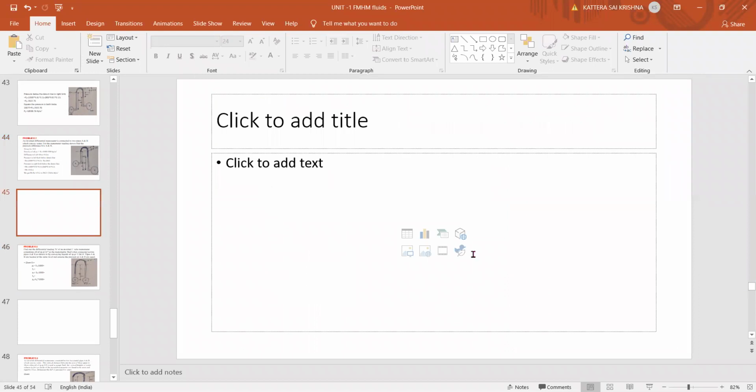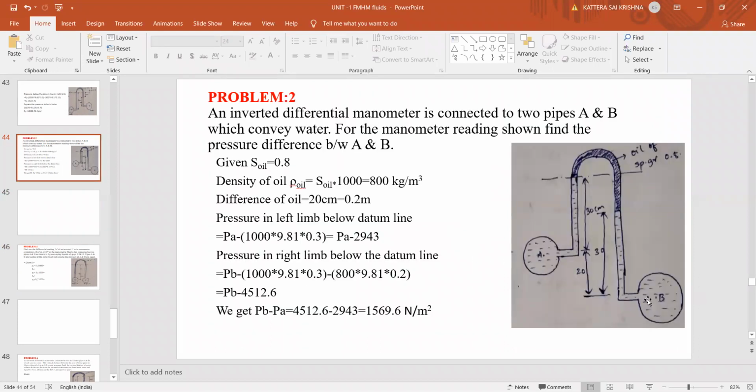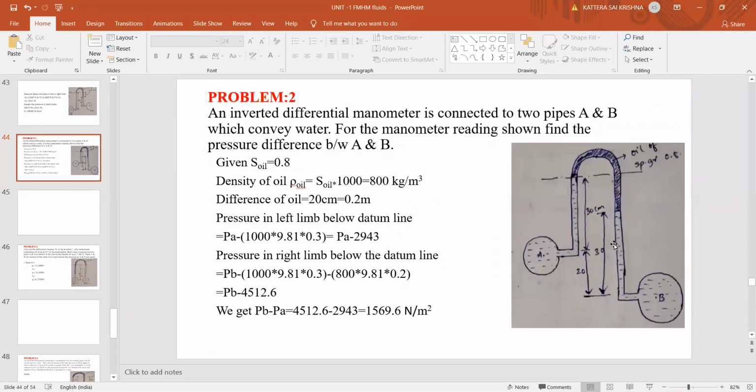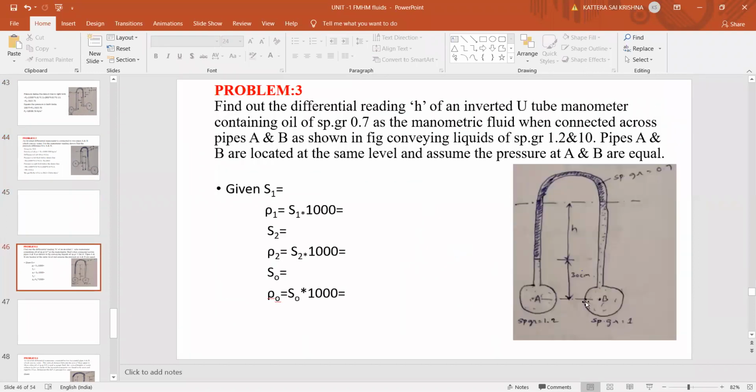In the last two problems, if you have seen, both the pipes are not at the same level. Now we are solving a problem with the same line, nothing but two pipes at the same level. Okay, now take the question.